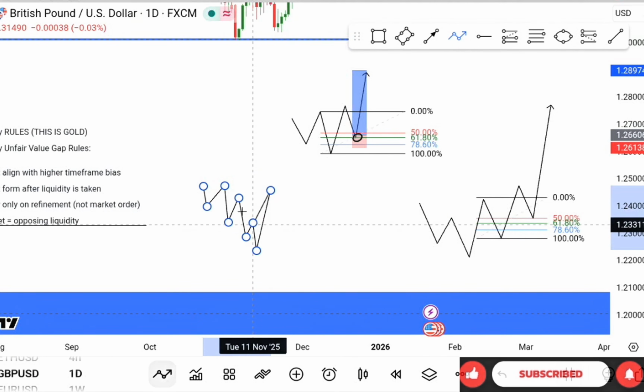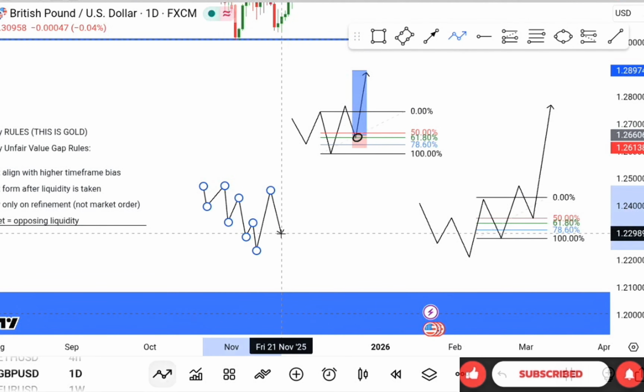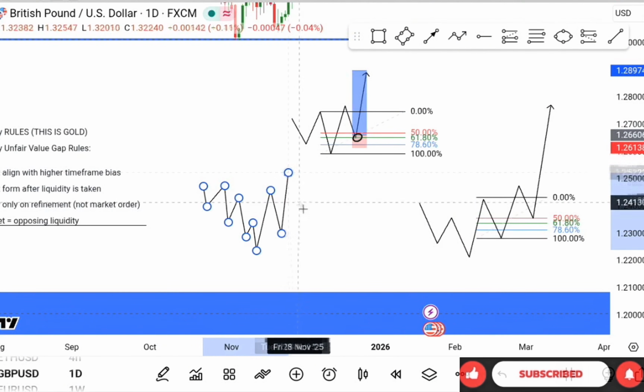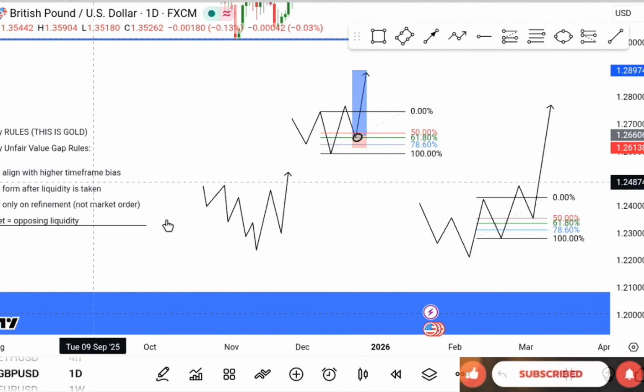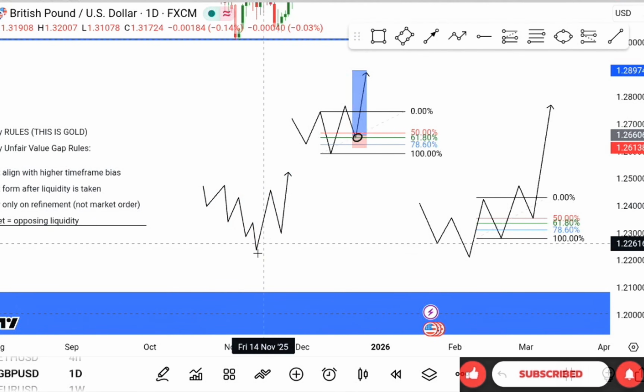Sometimes you will see we take out this last high that makes these lower highs here, and make these lower lows here. We'll take it out, and you will see some manipulation back to where the break of structure came from.